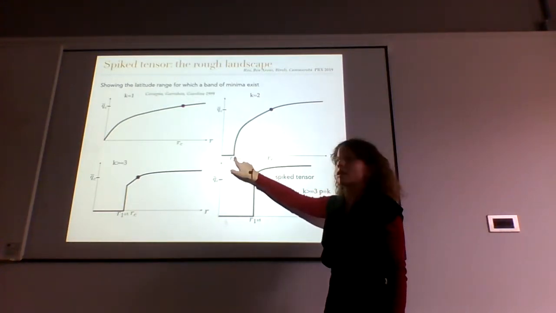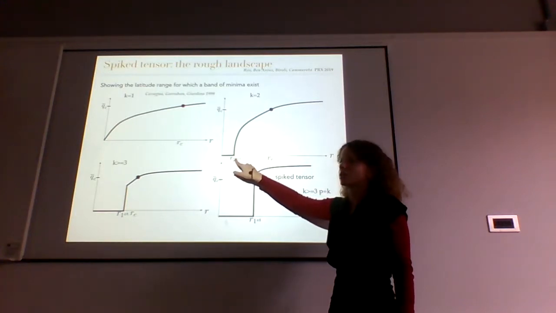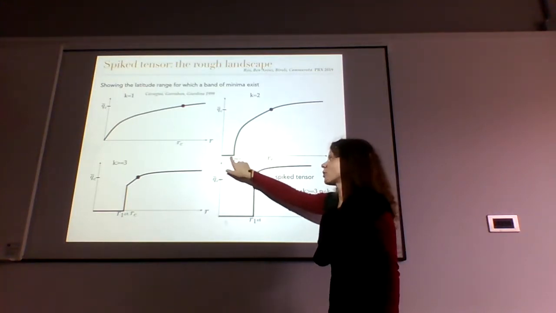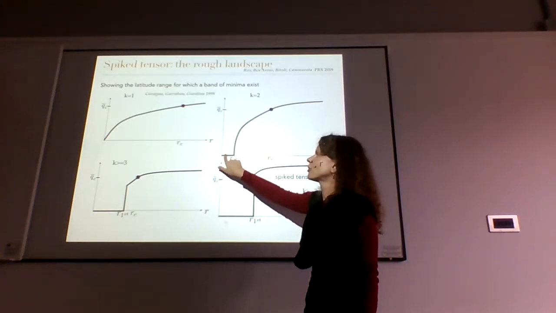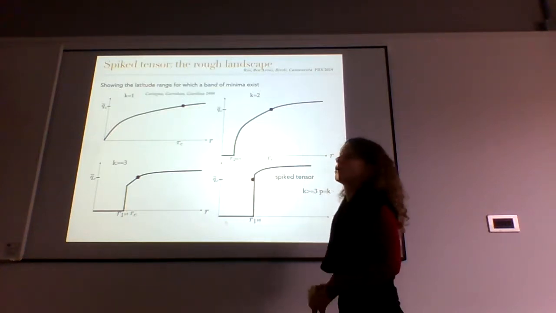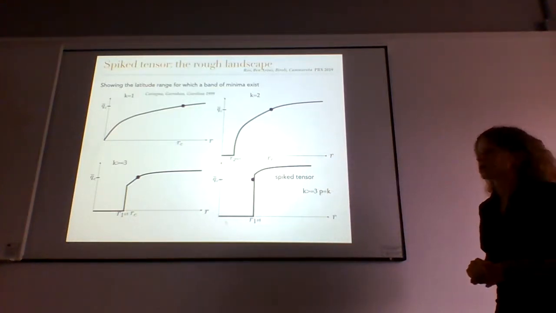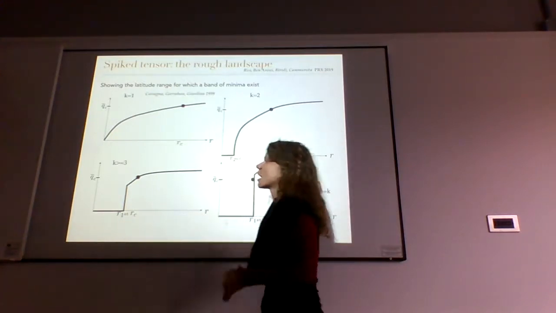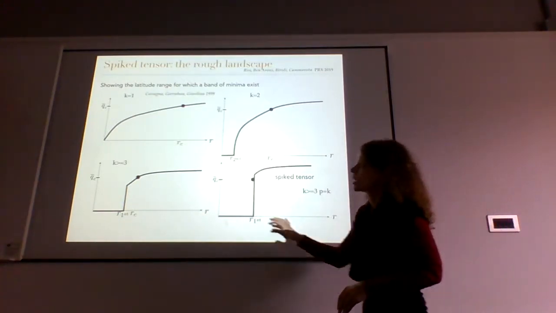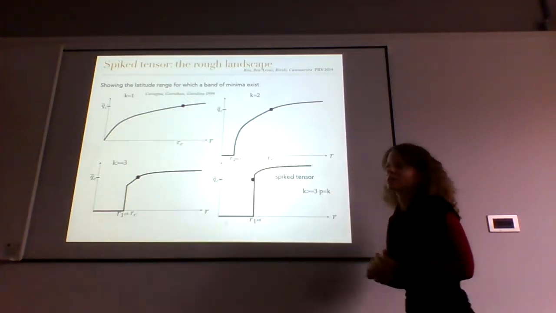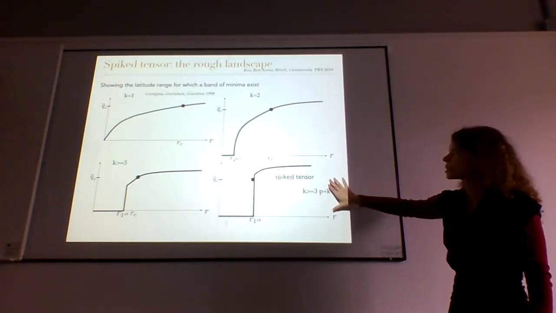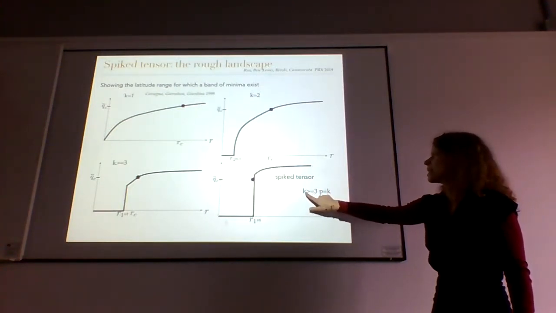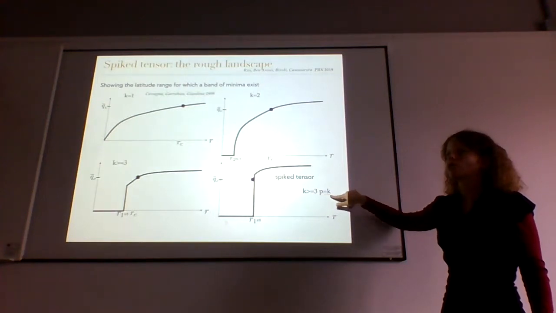The only difference here is that you have a second order phase transition. Therefore you have a finite signal to noise ratio range before the information theoretic transition, and a finite value at which the information theoretic transition will take place. And then for k larger or equal to 3, you have the situation in which you have a discontinuous jump. This is the original problem in which k is always equal to p, which is the original spike tensor problem.